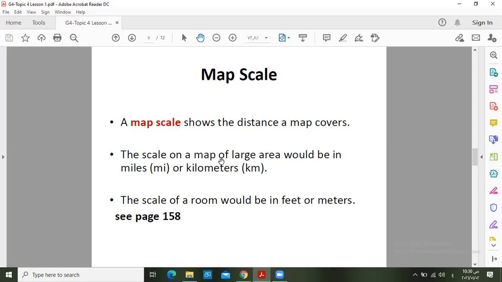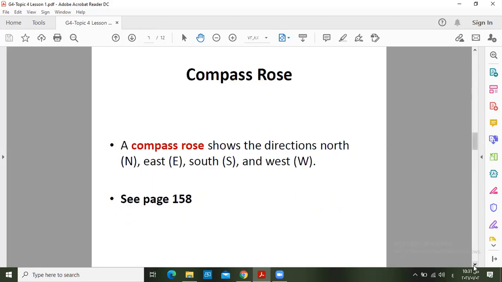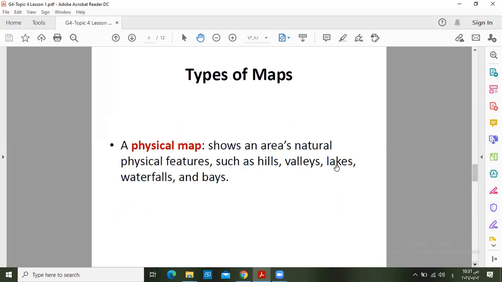If the map is talking about large areas such as continents or countries or cities, we use miles or kilometers. These are the elements of the map, the parts of the map: symbols, legend, compass rose, and map scale. Now, there are different types of maps, according to what the map shows, okay? For example, the first type of map is called a physical map.